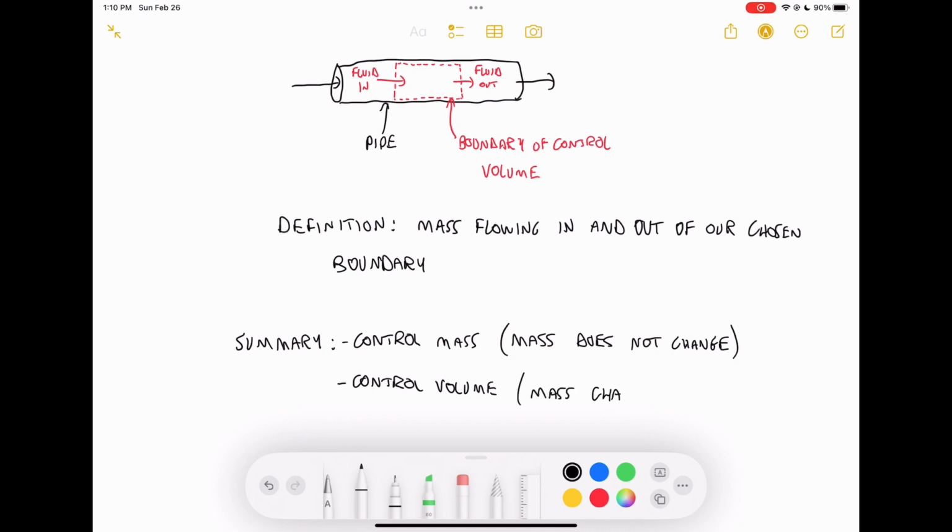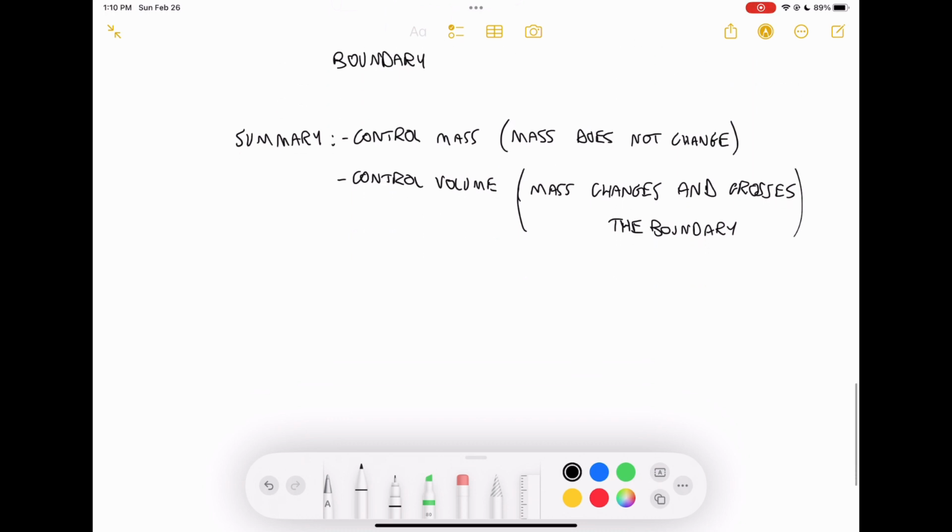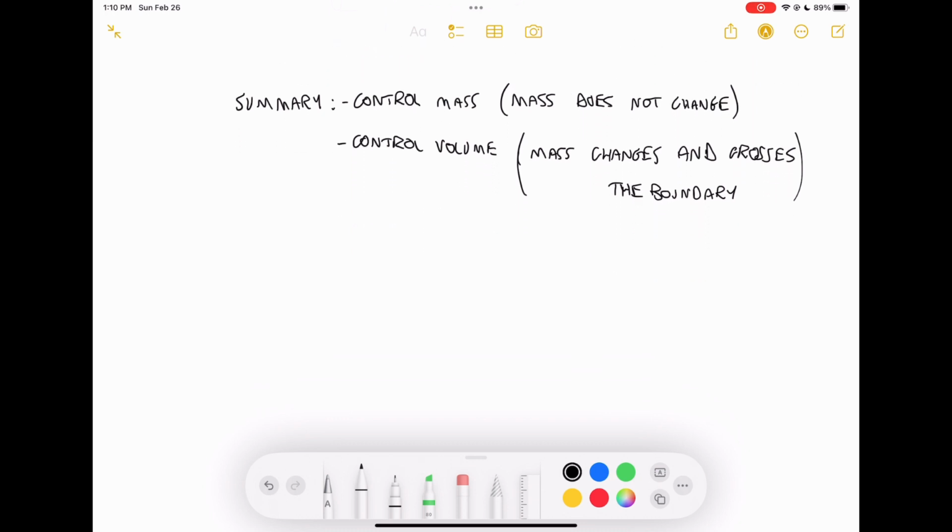Now, for a control volume system, on the other hand, the mass can change over time and will be replaced. Matter will cross the boundary and will allow for the mass to change over time. That's the main difference between those two systems, and we're going to be analyzing these two systems in quite a lot of depth as we move along.